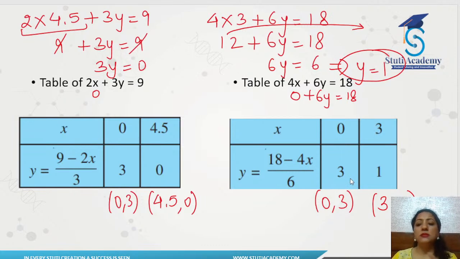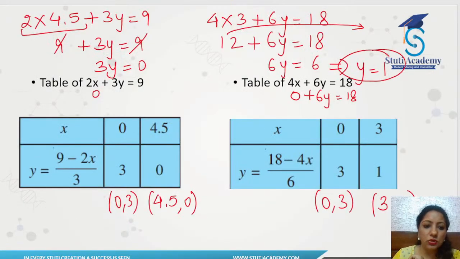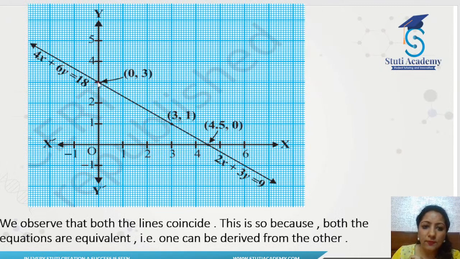We are going to take the points 0, 3 and 3, 1 and we are going to locate them on the same Cartesian plane where we have done all this work. So also we are going to join these points. So I'll show you the complete solution here. Now please notice we have point 0, 3 here. Since the x coordinate is 0, this is going to lie on y-axis. Then we have 4.5, 0. Since the y coordinate is 0, it is going to lie on x-axis.